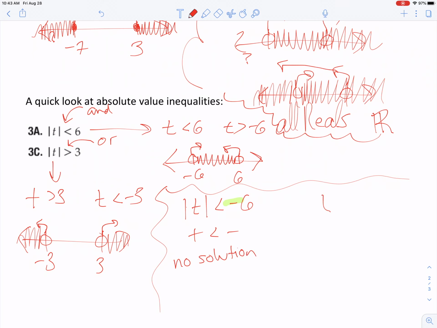Okay, if I try it the other way, oops, let me try that again. Greater than -6. When will a positive number be bigger than a negative number? The answer is always, so it would be all reals.